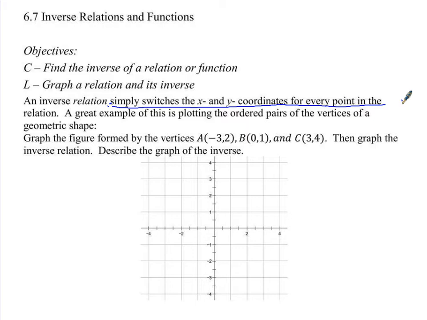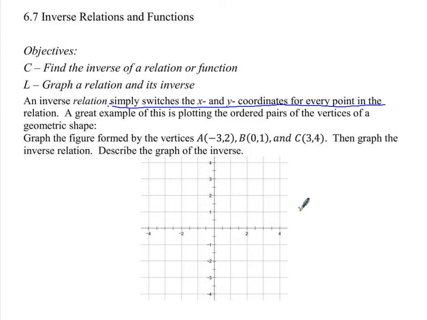So I'm going to go back to geometry here to show you what an inverse relation does. We're going to graph a figure formed by these three ordered pairs. If I have three ordered pairs and I'm making a figure, what will the figure look like probably? Yeah, it's going to be a triangle. So we're graphing a triangle here on this grid. And then we'll graph the inverse relation.